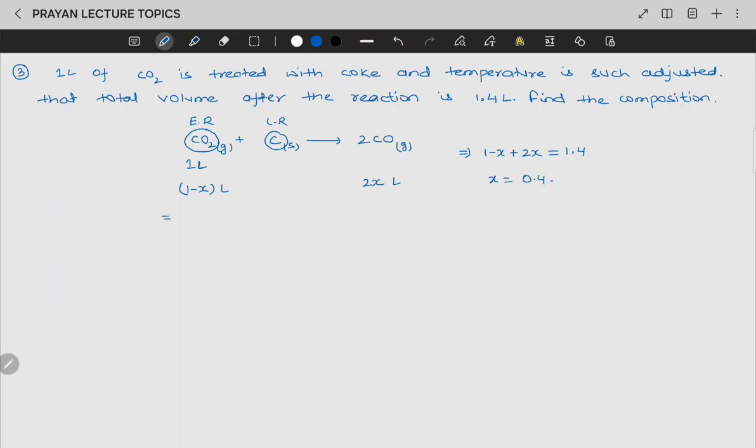It means the volume of CO2 once the reaction is over is 0.6 liter, and the volume of CO once the reaction is over is equal to 0.8 liter. So the final composition of the mixture will be 0.6 liter of CO2. Let me write over here 0.6 liter of CO2 and 0.8 liter of carbon monoxide. This is our answer to the question.